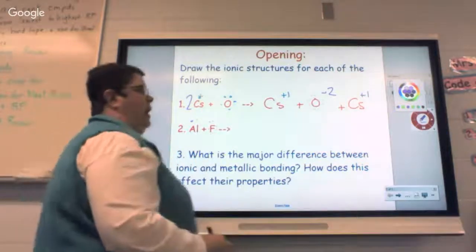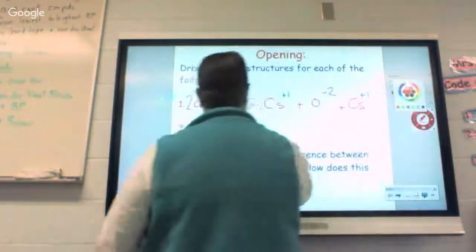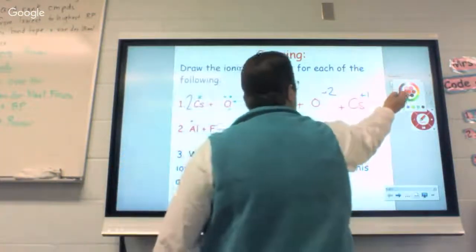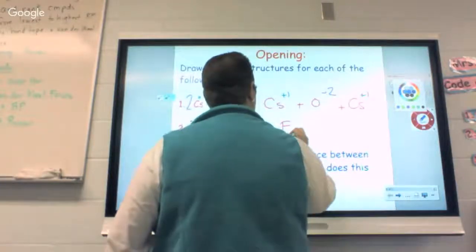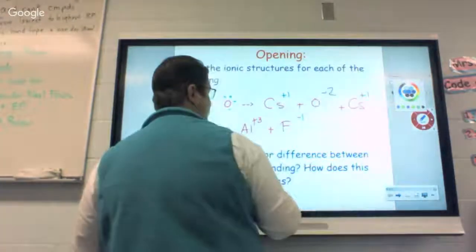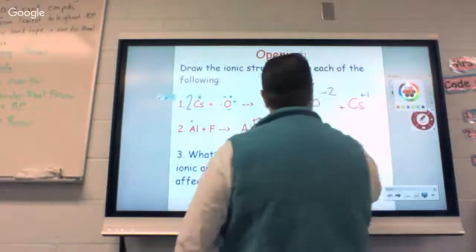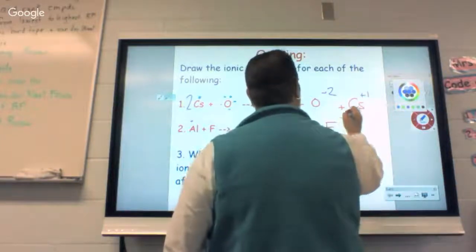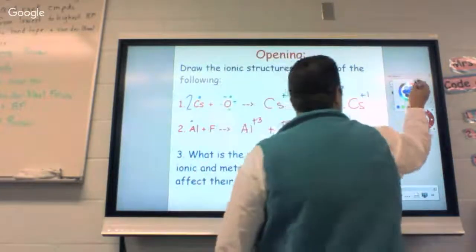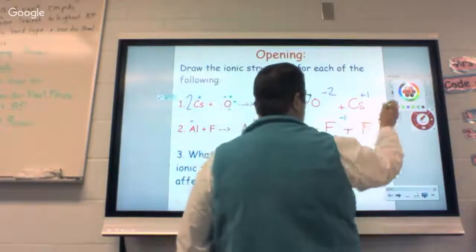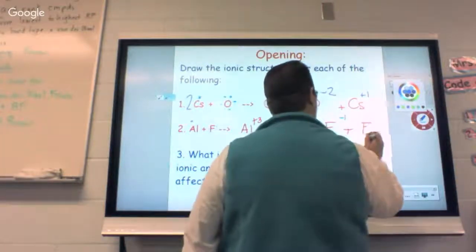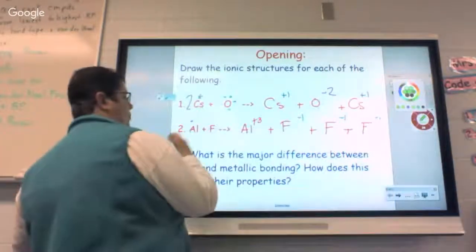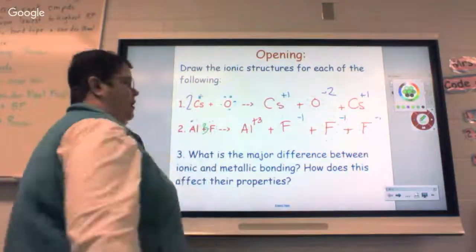Okay. Al will do what? Al will lose 3. And F can only take how many of those? It only takes 1. So I have how many homeless electrons here? 2, right? So I'm going to add an F. And that F can only take how many? 1. So now I'm down to only 1 homeless electron. So I'm going to add another what? Another F. And then once I've done all that, all I have left is to do what? Balance it by putting the 3 where? Very good. Everybody go with that?